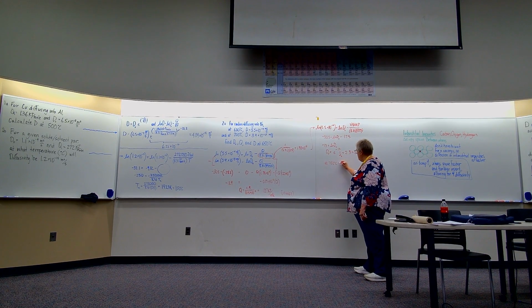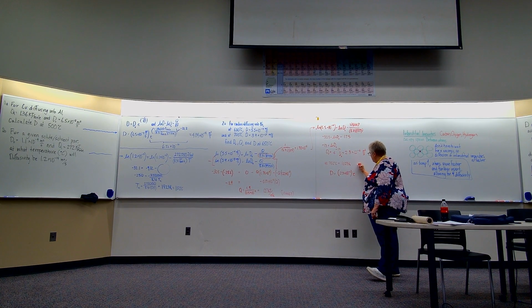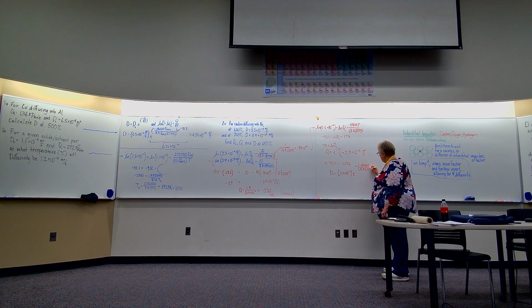So at 750, which is 1023 Kelvin, D is D0, 2.3 times 10 to the negative 6, e to the minus Q, 1, 2, 6, 6, 6, 7 over 8.31 times 0.023.